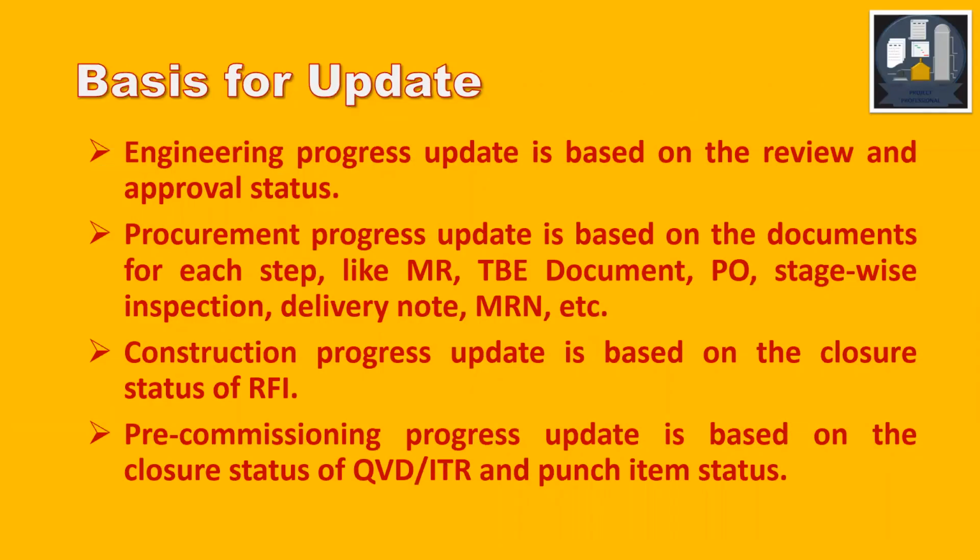Basis of the update: engineering progress update is based on the review and approval status. Procurement progress update is based on the documents for each stage like MR, TBE document, PO, stage-wise inspection, delivery note, MRN, etc. Construction progress update is based on the closure status of RFI. RFI is the request for inspection. Pre-commissioning progress update is based on the closure status of QVD or ITR and punch item status.